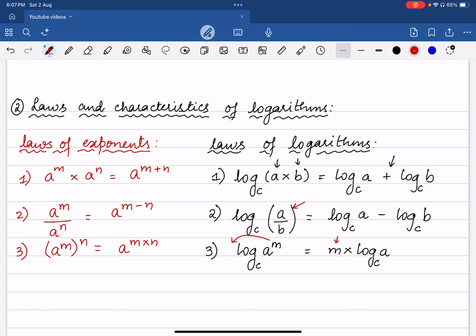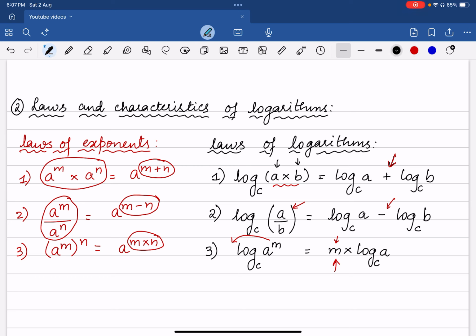Division over here was also getting converted into subtraction. Multiplication over here was getting converted into addition. Multiplication getting converted to addition, division getting converted to subtraction. Power, which was getting multiplied, is also getting multiplied over here. So these are the laws that govern all the algebra that is related to logarithms.